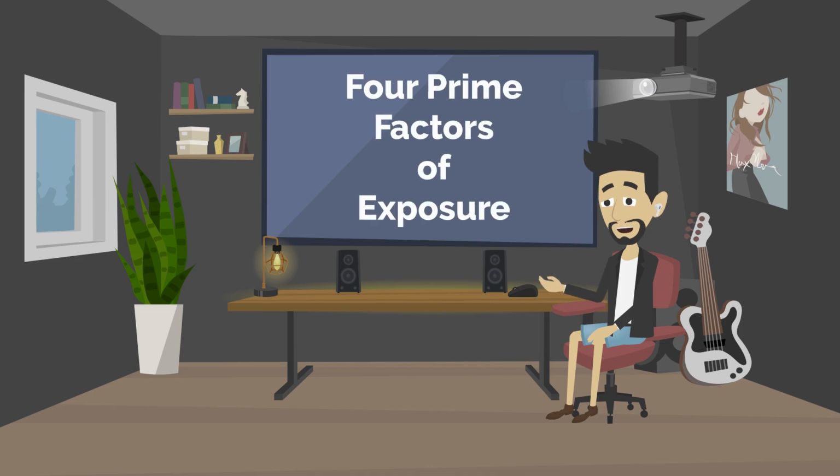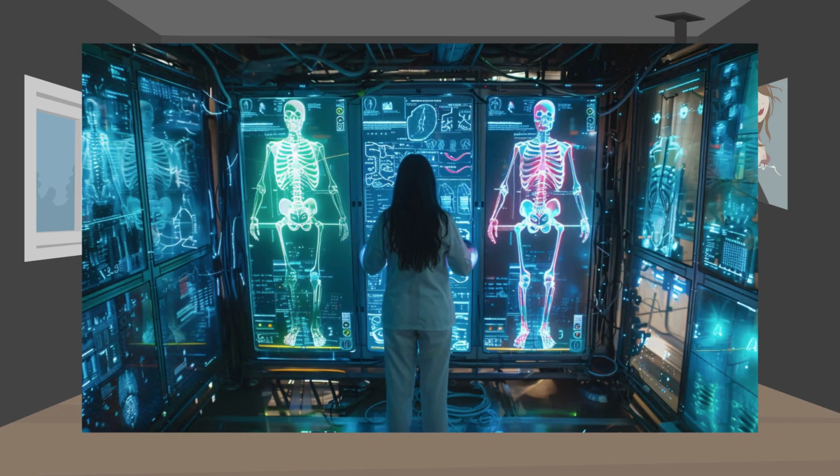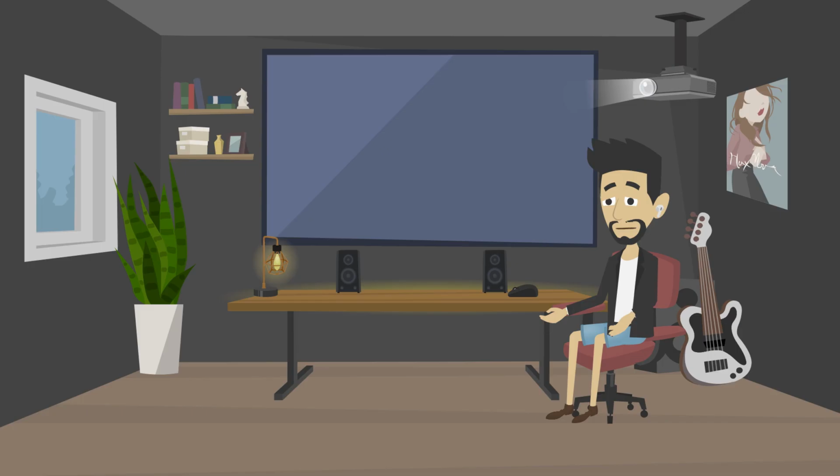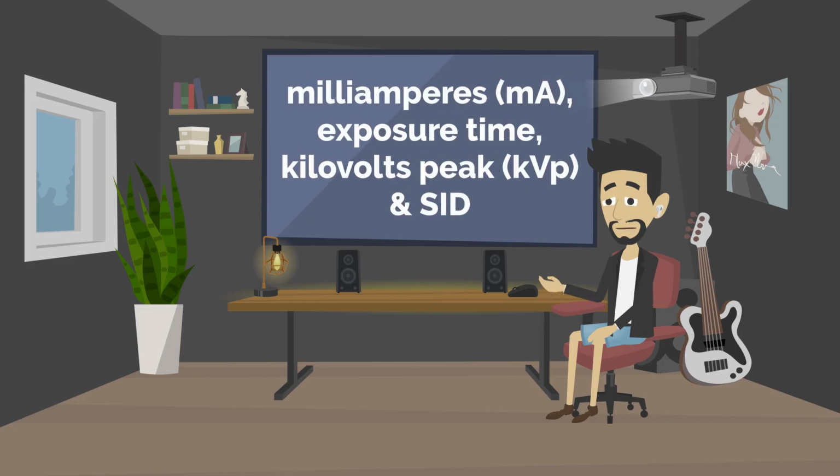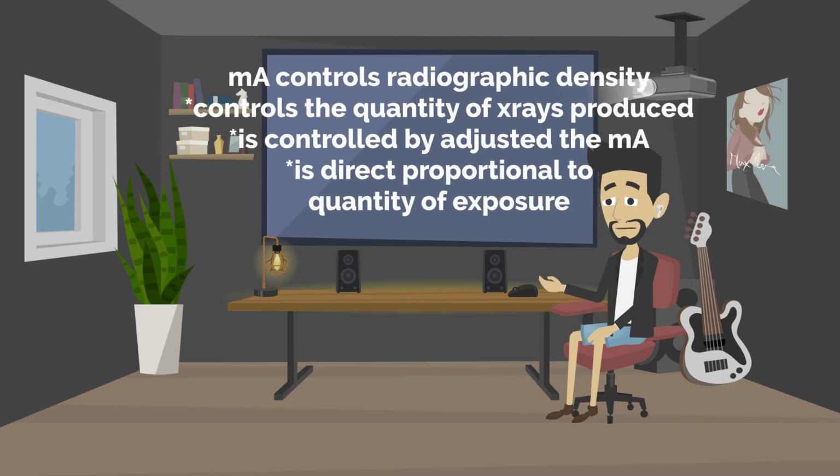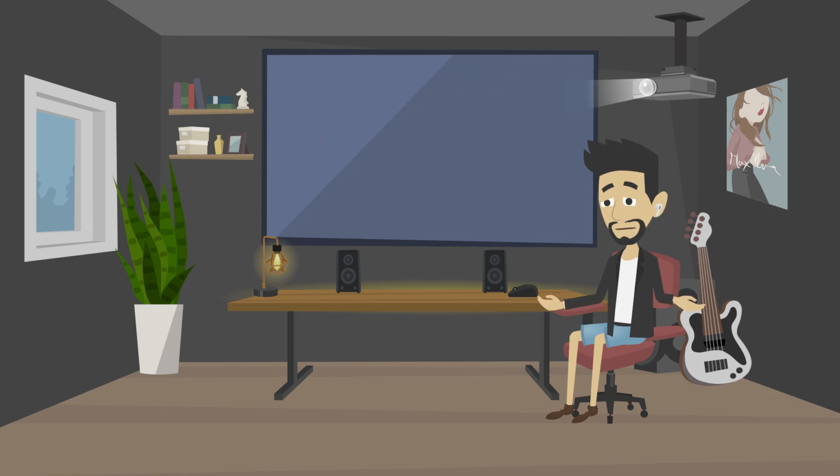The four prime factors control the quantity and quality of the X-ray beam, and it is important to note that these factors are under the direct control of the limited operator. The prime exposure factors are milliamperage, exposure time, kVp, and SID. These four prime factors are very important to remember. First off, milliamperes affect images by controlling radiographic density. Key points to think about are that mA controls the quantity of X-rays produced. They are controlled by adjusting the mA, and the quantity of exposure is directly proportional to the mA.